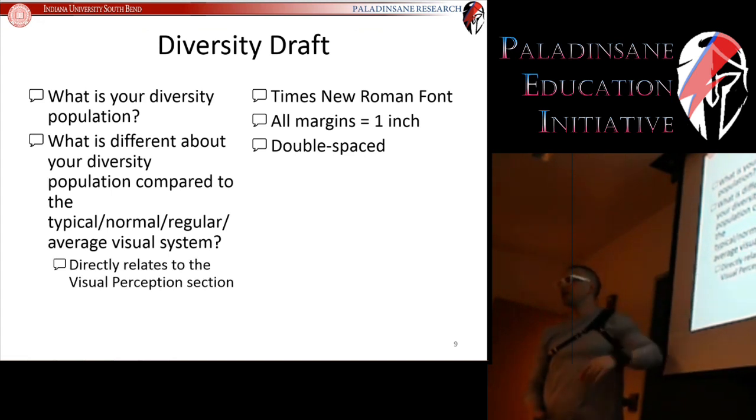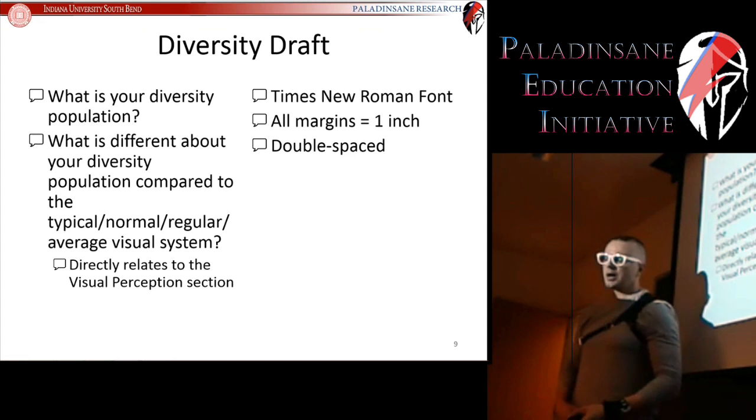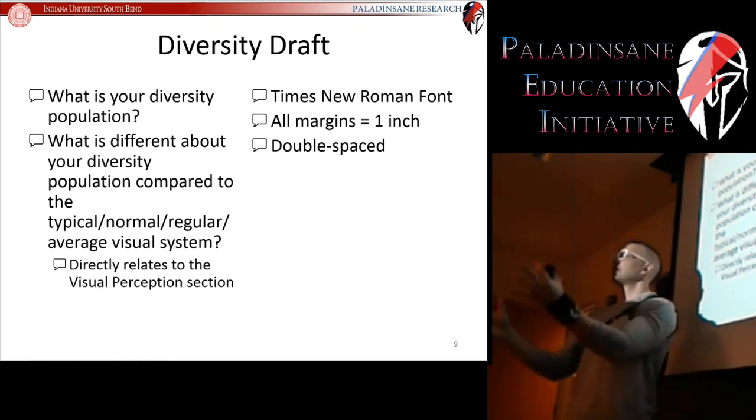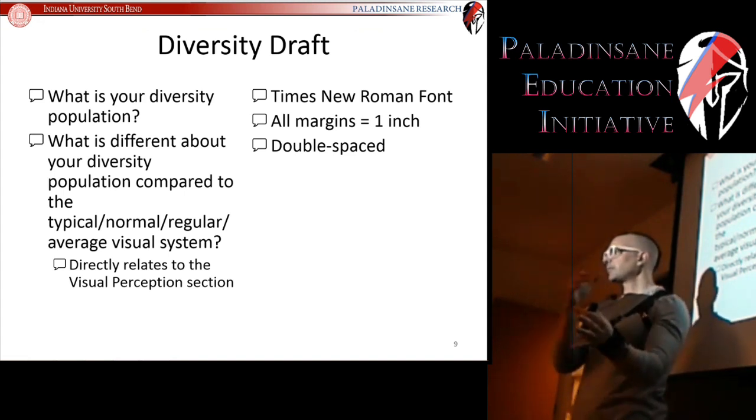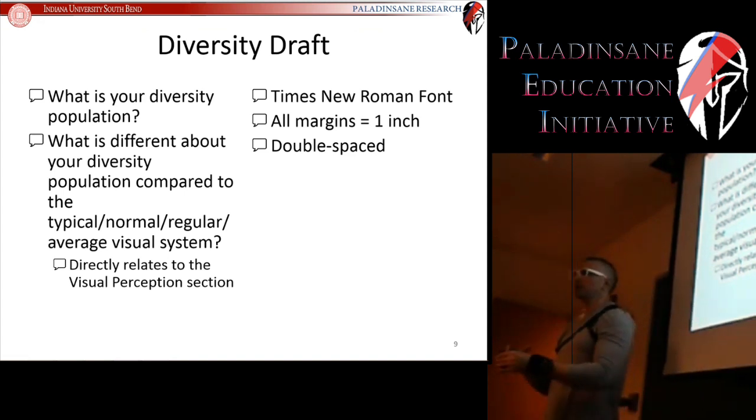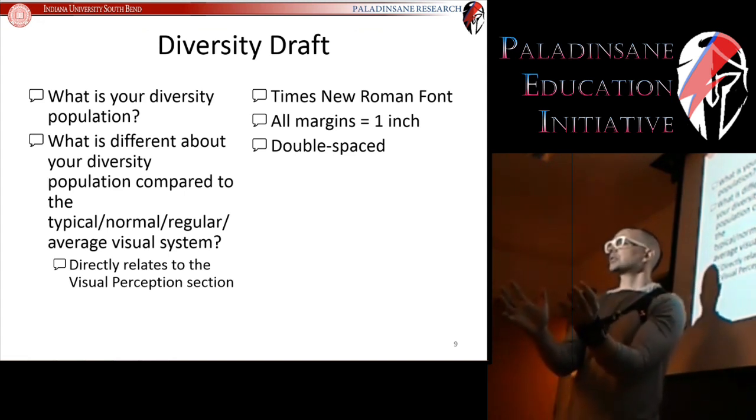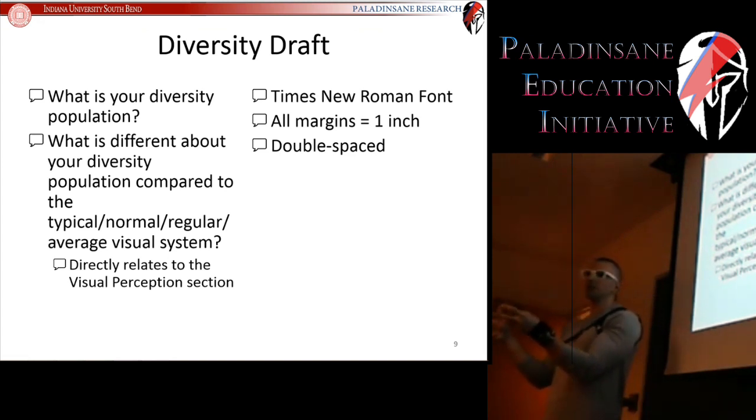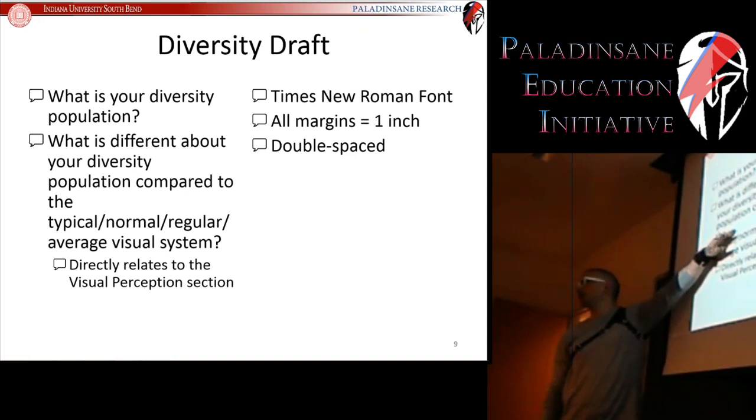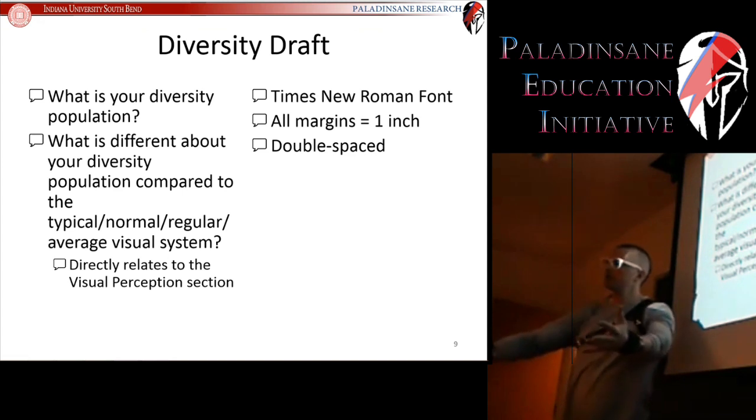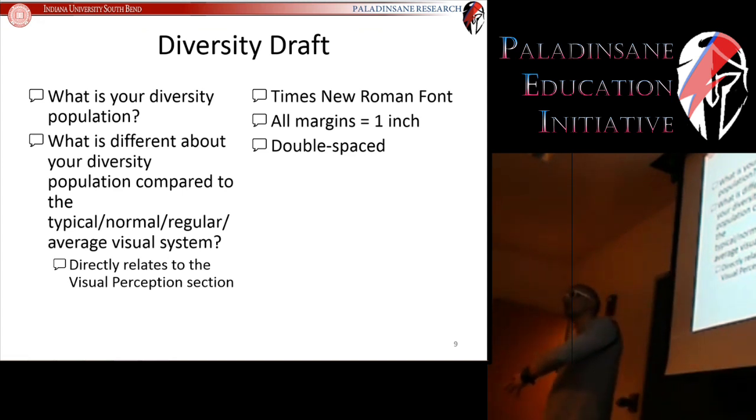If you're dealing with Generation Z, what is it about Generation Z that's different from previous generations? If you're dealing with people with certain sexual orientations, what is it about those sexual orientations that's different from other sexual orientations? What are the characteristics that make your population different? That's where you're going to outline this for the reader, and it's going to be in your diversity section. So you're going to say things like, I'm dealing with this population. Here are some of the characteristics of this population.